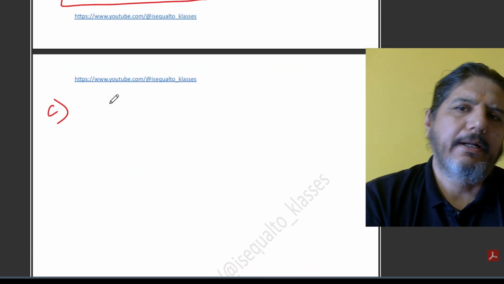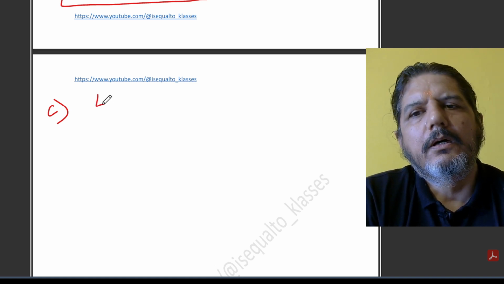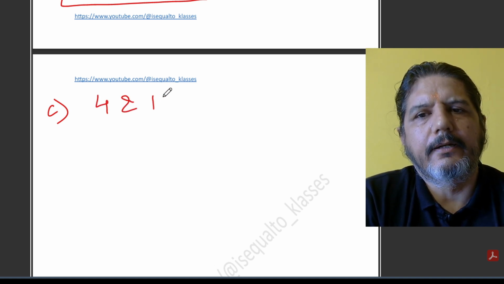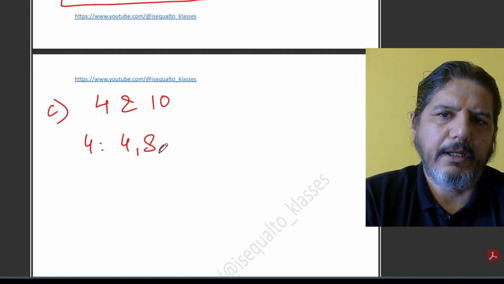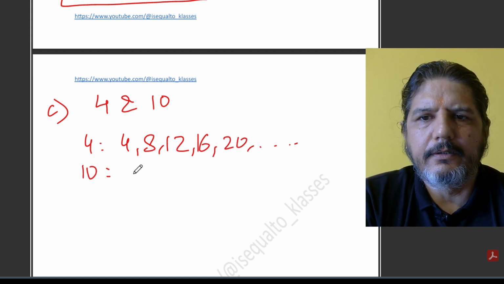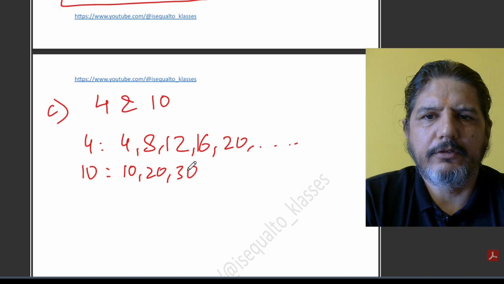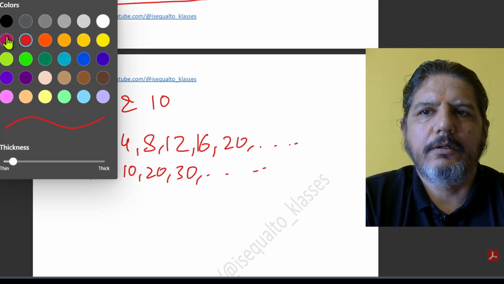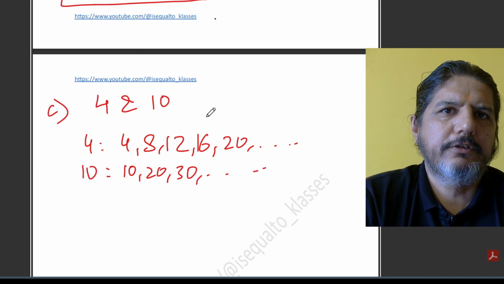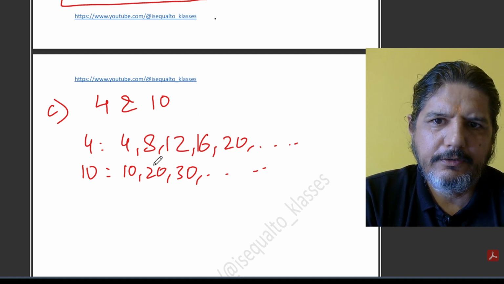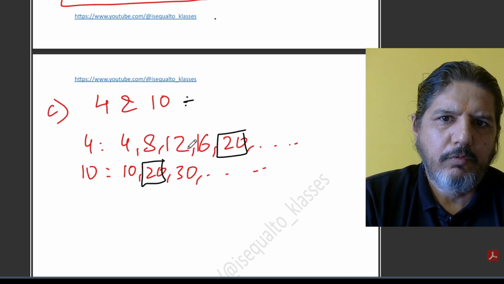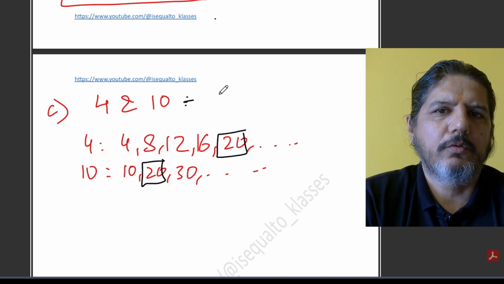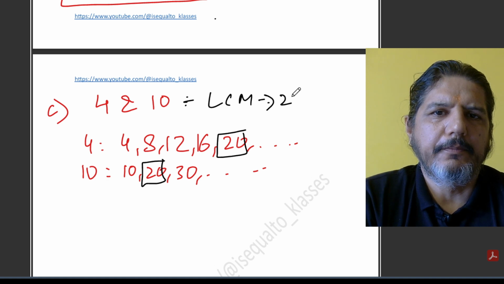For example, we have to find the LCM of, say, 4 and 10. Very simple numbers. Again, you can write the multiples of 4: 4, 8, 12, 16, 20 and so on. And multiples of 10: 10, 20, 30 and so on. Now if you look closely, which is the first common multiple? The first common multiple is 20 here and 20 here. Is there anything else? 4, 8, 12, 16? No. 10, 20, nothing. So the LCM would be 20.